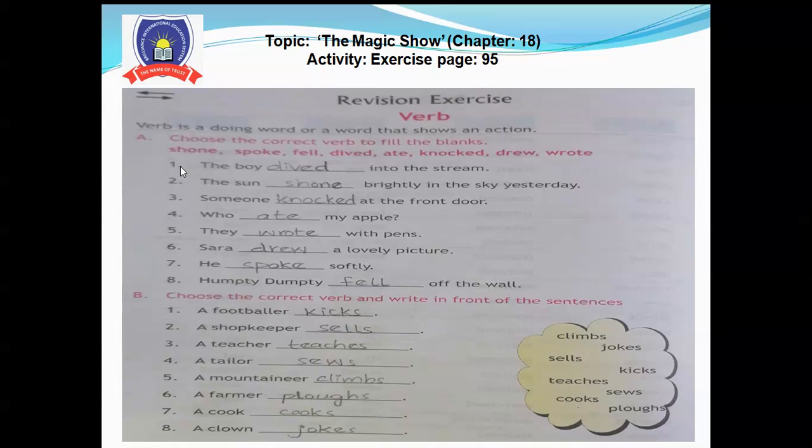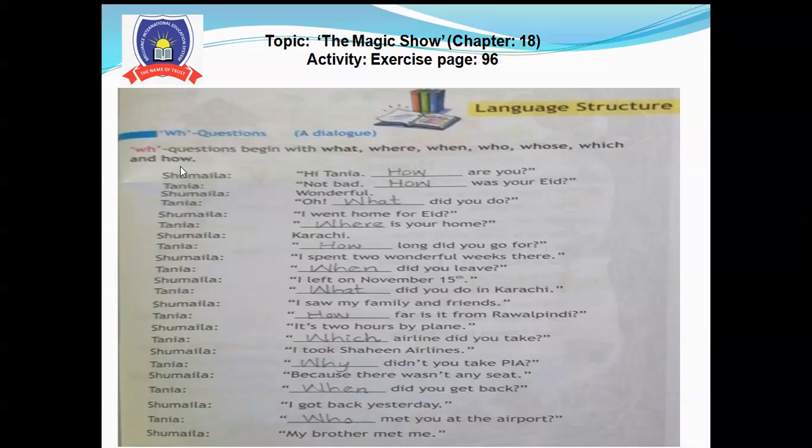Okay, now moving to the next page, that is page number 96. Open your book, page number 96. Here is a language structure given. Today we are going to know about dialogue. What is a dialogue? Do you know? A dialogue is a conversation between two or more than two persons.